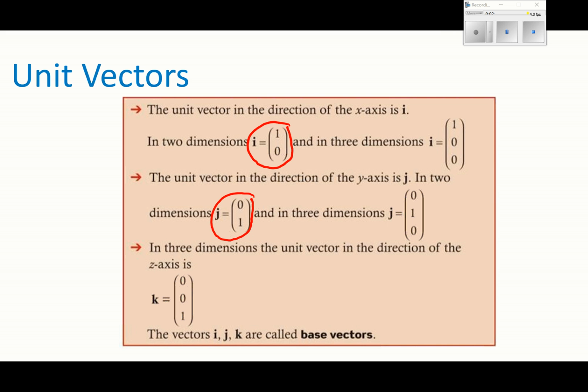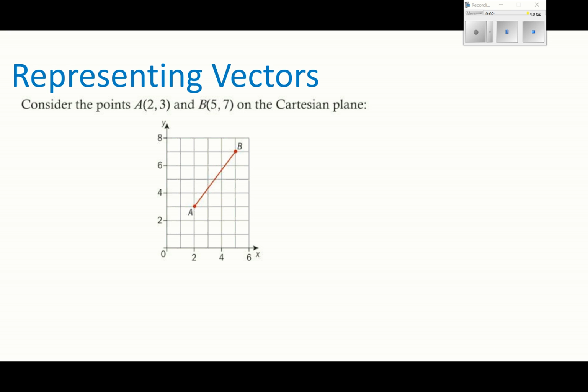Now, if we start thinking 3D, in the direction of the z-axis, we're going to use the variable k to denote that we're going in the z-axis, and it'd be (0, 0, 1). The vectors i, j, and k are called base vectors. Again, those are not variables we're solving for. Those are just what are going to be attached to numbers to tell us which direction we're moving.